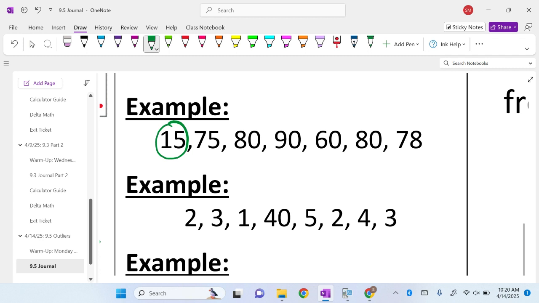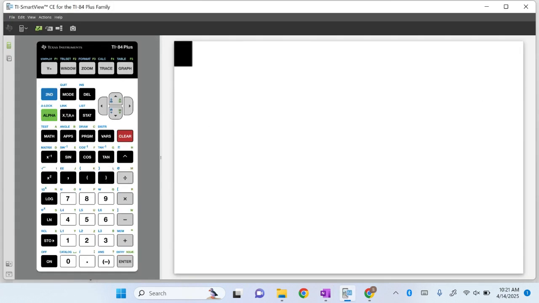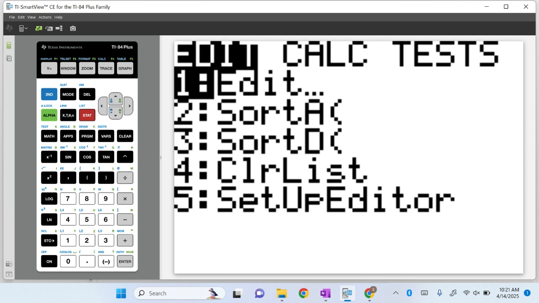Now, I don't really want to take the time to find the median and the minimum and the IQR and the Q1, the Q3. I'd rather just have my calculator do it for me. I showed you guys how to do this last week. If I want to do this in my calculator, what's the first step that I got to do? We hit stat. Then what do I do? No, you have to press enter.